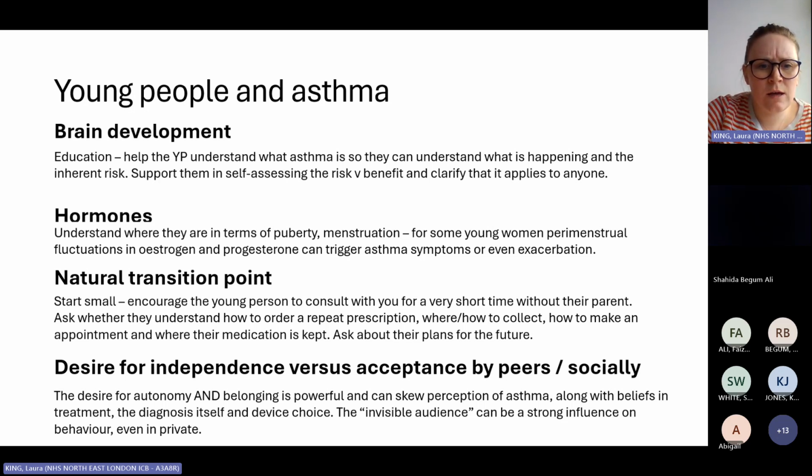And there's this, I can't think of the word, concept of the invisible audience. Historically, I've thought, oh gosh, I've got this teenager, they've been a bit stroppy in clinic, they're a bit embarrassed about asthma in school, for example, they don't use a spacer. Oh, but in private, they'll do what I want because no one's watching. But no, there is this psychological concept where they have this perception that they're being watched all the time. And it can be a really strong influence on behaviour even when they're on their own. So it's just something to be aware of.